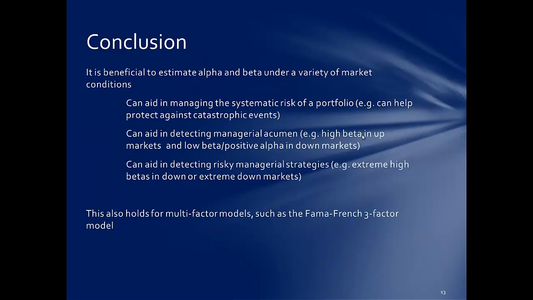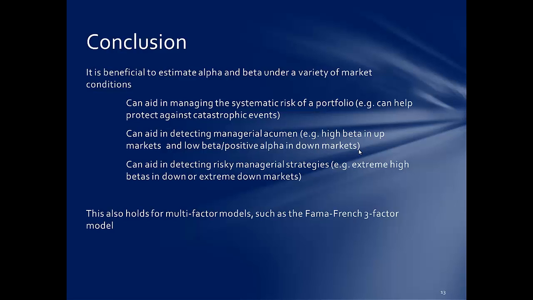So the moral of the story is you need to estimate those alphas and betas under a variety of market conditions. It can aid in managing the systematic risk of a portfolio. So if you're looking at what stocks to invest in, it can help you pick out which stocks might help you avoid catastrophic events in the portfolio. It can also help aid in detecting managerial acumen. So for instance, if you see a high beta in an up market and a low beta with positive alpha in a down market, that's a sign of pretty good managerial skill.